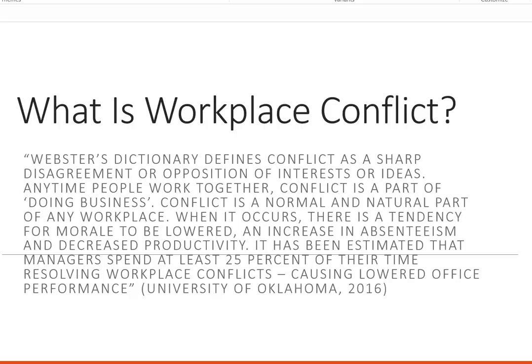When it occurs, there is a tendency for morale to be lowered, and increased absenteeism and decreased productivity have been estimated. It has been estimated that managers spend at least 25% of their time resolving workplace conflict, which is utterly ridiculous. Adults should know how to behave ethically and know not to get into arguments with their coworkers, but apparently 25% of the time managers are resolving the issues.